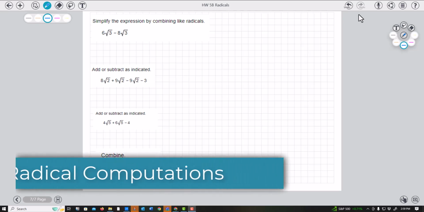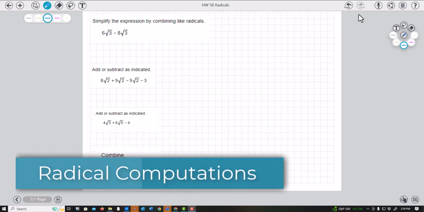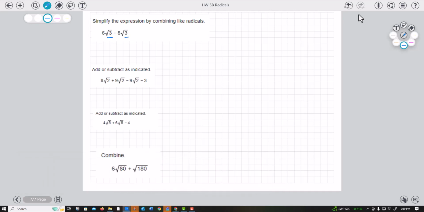All right, let's look at simplifying these radicals. Whenever what's under the radical is the same, these are like terms. So it's no different than saying 6x minus 8x, right? Whenever what's under the radical is the same, then these are like terms. So then all I do is keep my like term and do 6 minus 8, and I get -2.